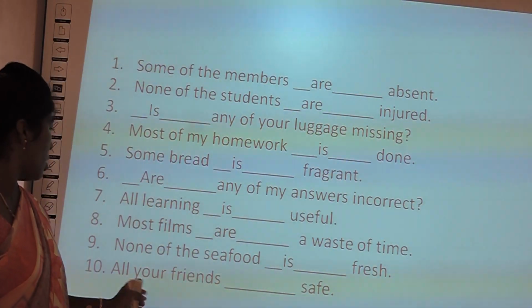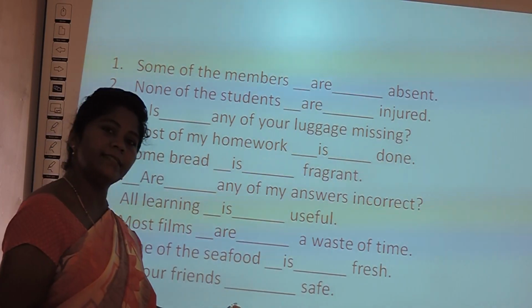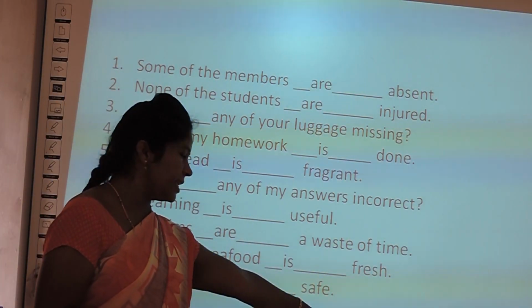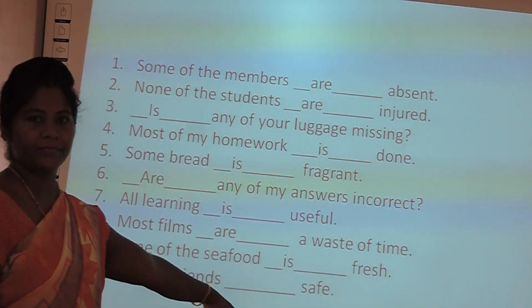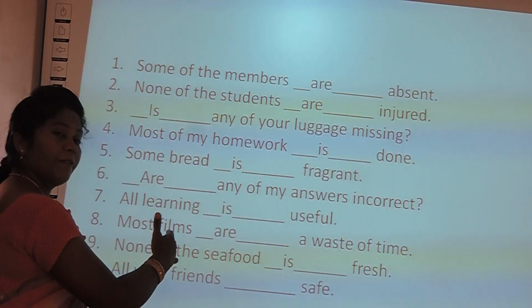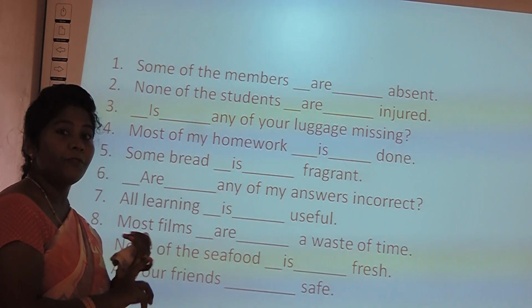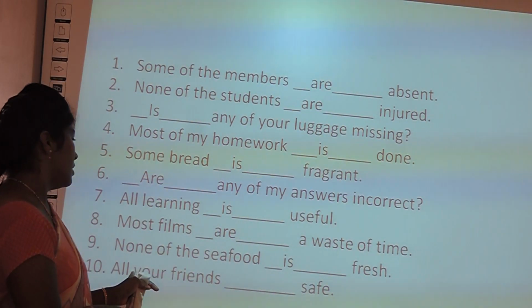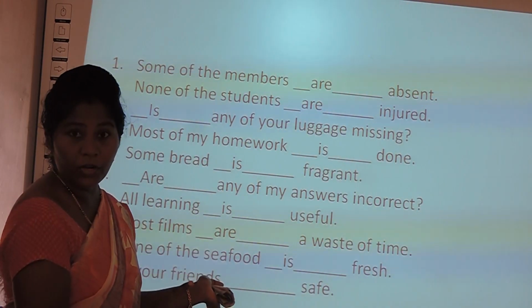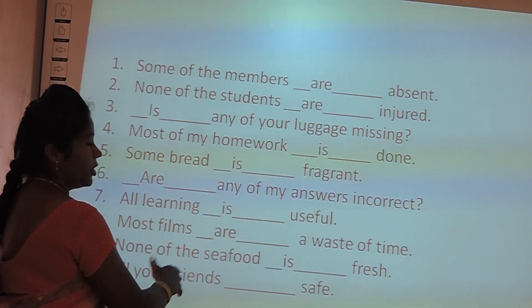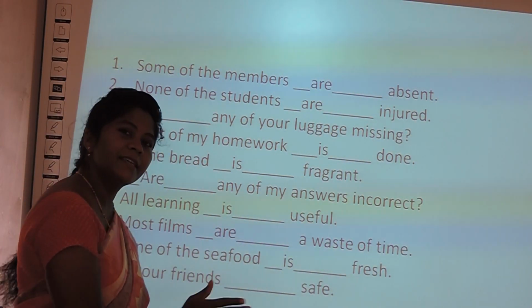Next. All your friends dash safe. Very clear. Friends is countable, and when it is countable, you see the plural form over here. So all your friends are safe.